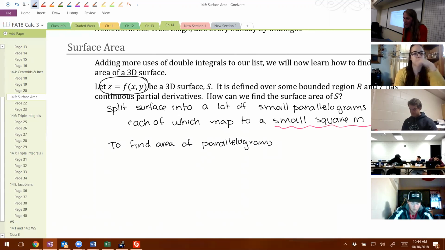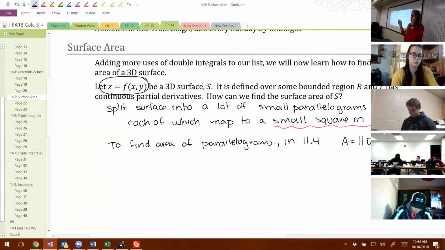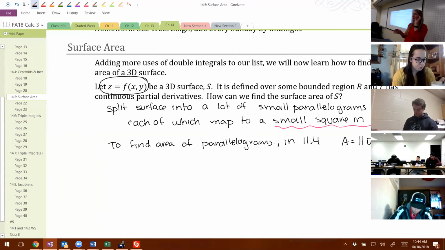We need to recall that back in chapter 11. I don't know exactly what section it is. I wrote it down, 11.4. We said that the area of a parallelogram is going to be given by the magnitude of the cross product of two vectors for adjacent sides. You can flip back to your notes and do this, but don't worry about it too much right now. I'll just give you the answer. Hopefully that looks familiar. We have a parallelogram in 3D space, take any two adjacent sides, find the cross product, find the magnitude. That's the area of the parallelogram.